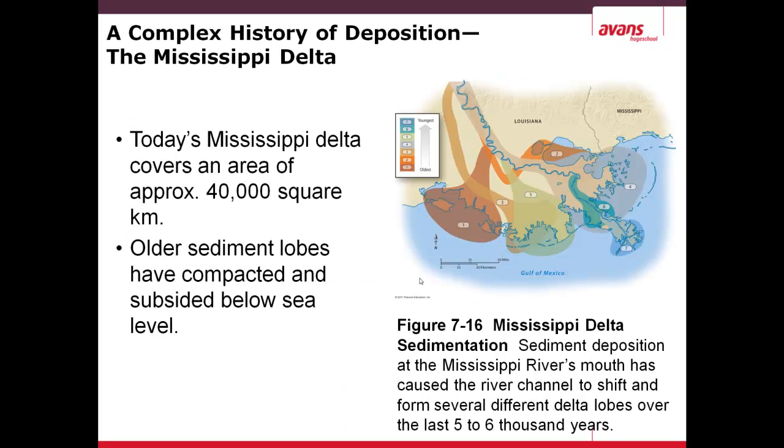The Mississippi Delta has a very complex history and has evolved through time. At this time, the delta, which is the discharge area of the Mississippi River, comprises approximately 40,000 square kilometers. The older sediment lobes have compacted and are now underneath newer areas. And on the right-hand side, you see the historical pattern of the different sedimentation areas and lobes.